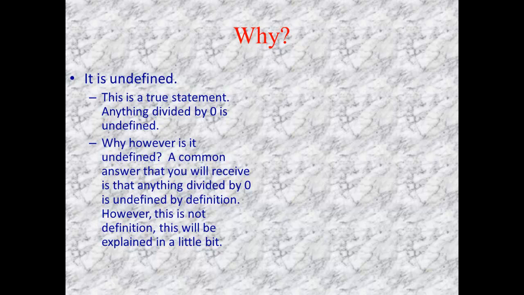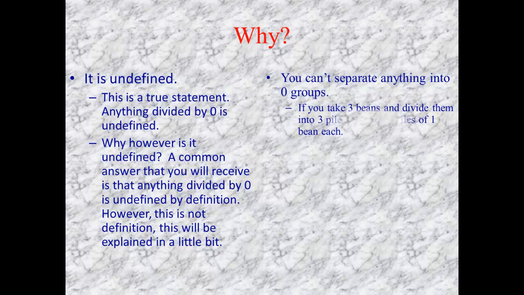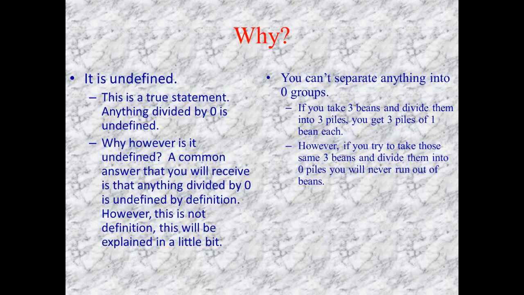You can't separate anything into 0 groups. When I asked the student to explain what he meant by this, he said, if you take 3 beans and divide them into 3 piles, you get 3 piles of 1 bean each. However, if you try to take those same 3 beans and divide them into 0 piles, you will never run out of beans.